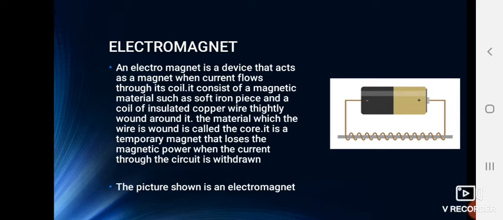Electromagnet. An electromagnet is a device that acts as a magnet when current flows through its coil. It consists of a magnetic material such as a soft iron piece and a coil of insulated copper wire tightly wound around it. The material around which the wire is wound is called its core. It is a temporary magnet that loses its magnetic power when the current through the circuit is withdrawn. The picture shown is an electromagnet.